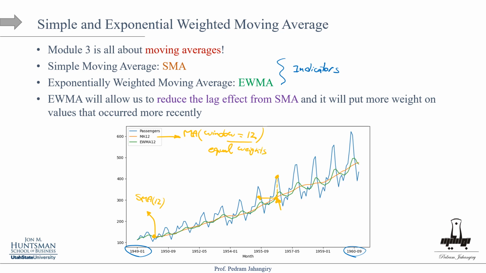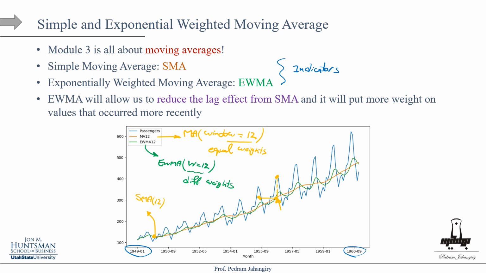So, equal weights, versus exponential weighted moving averages, which is going to give different weights. Again, window is equal to 12. This is going to give different weights to each observation, right? Basically, it's going to put more weights on the values that happened more recently. And that's why it starts from the very first observation.